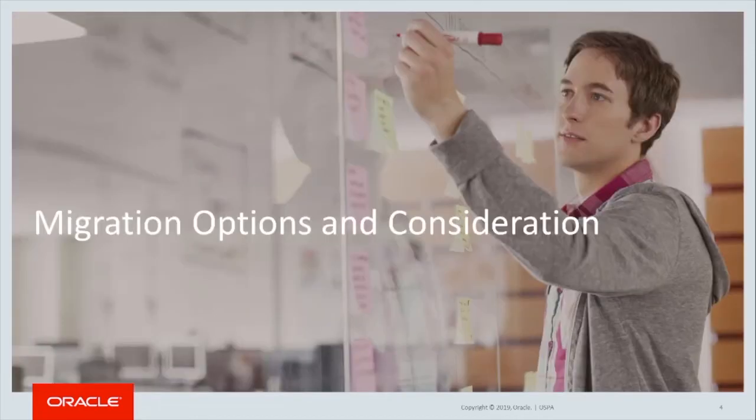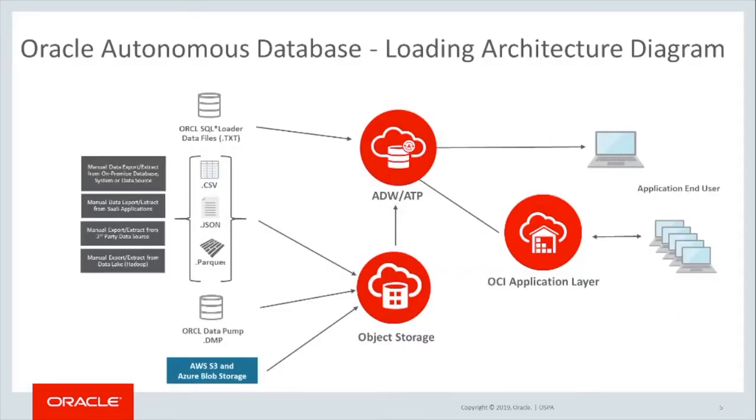Let's start with the migration options and considerations. The diagram above provides a high-level architectural diagram for different ways to load and maintain data in ADB. Data can be loaded directly to ADB through applications such as SQL Developer, which can read data files such as text and XLS, and load directly into tables in ADB.